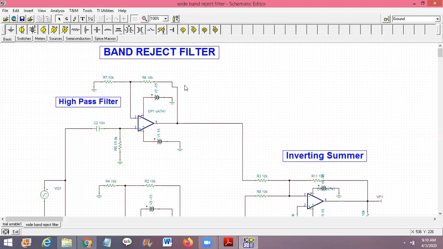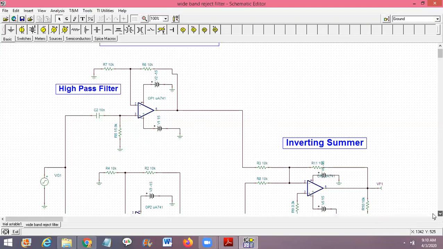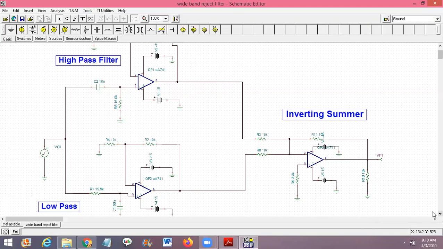So how is a band reject filter formed? A band reject filter consists of mainly three blocks, which you can see on the screen. That is the high pass filter block, the low pass filter block and the inverting summer block. Okay. So the output of both the high pass and low pass sections is given to the inverting summer and finally you will obtain the output.